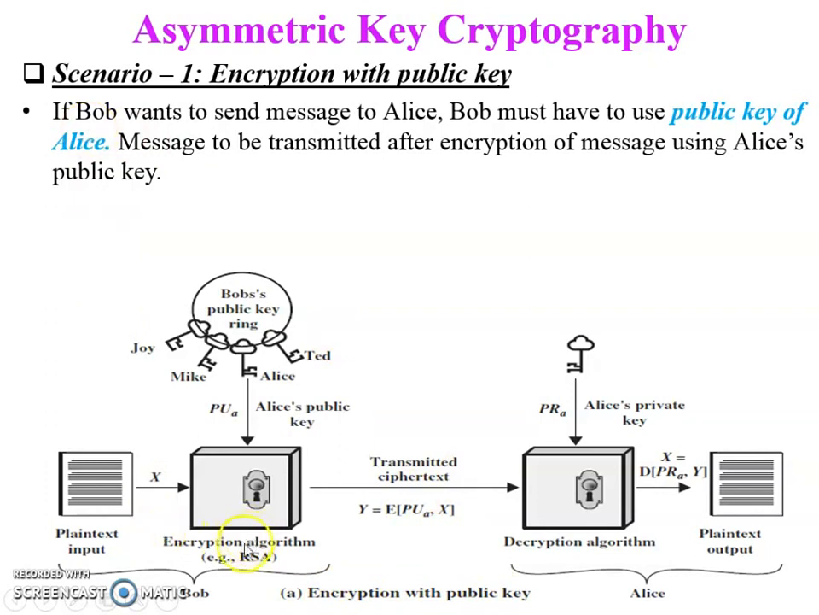Public and private keys. This is a pair of keys that have been selected so that if one is used for encryption, the other is used for decryption. Either the public key is used for encryption and the private key for decryption, or the private key is used for encryption and then the public key is used for decryption. Both scenarios we will discuss in this video. Ciphertext is the unreadable message produced by the encryption algorithm. We have already discussed that.